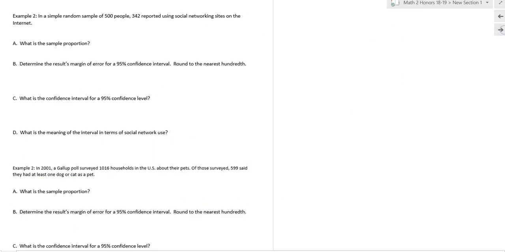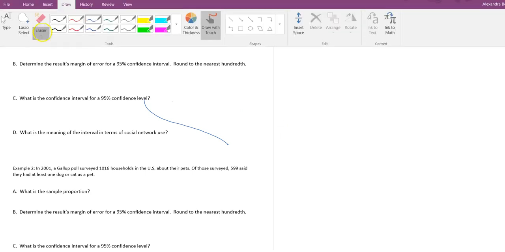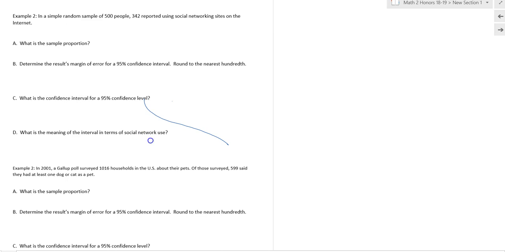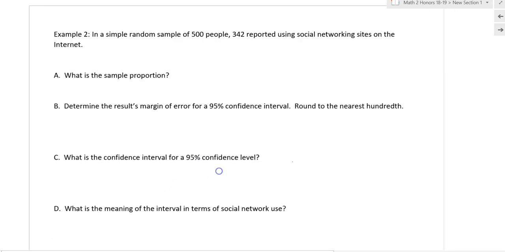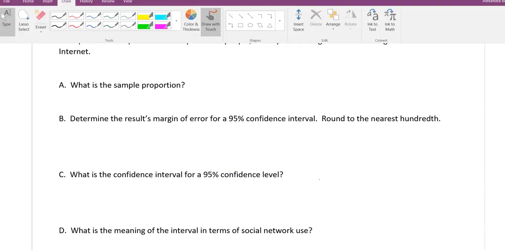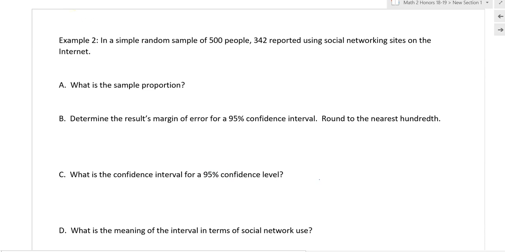All right, let's look at our next example. Example 2. In a simple random sample of 500 people, 342 report using social networking sites on the internet. What is the sample proportion? Okay, so we're finding p hat.